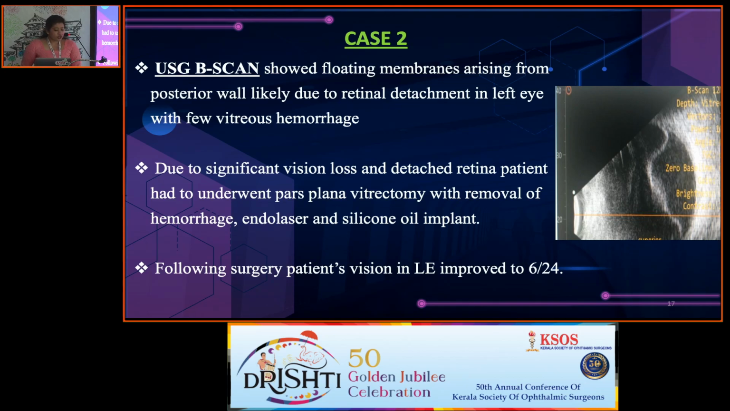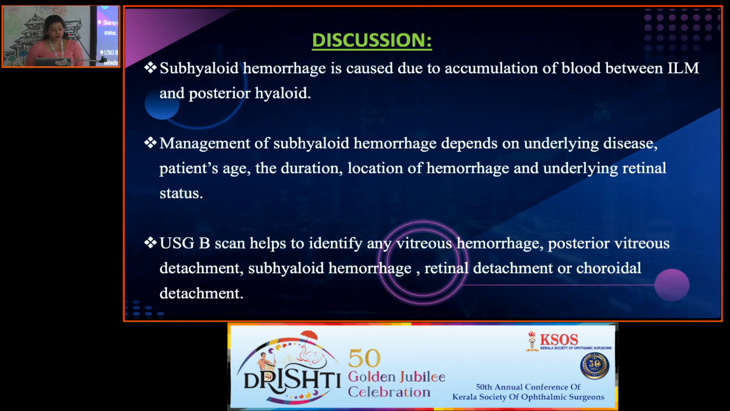Due to the significant vision loss and the detached retina, the patient had to undergo a pars plana vitrectomy with removal of hemorrhage, endolaser, and silicone oil implant. Following the surgery, the patient's vision in the left eye improved to 6/24.